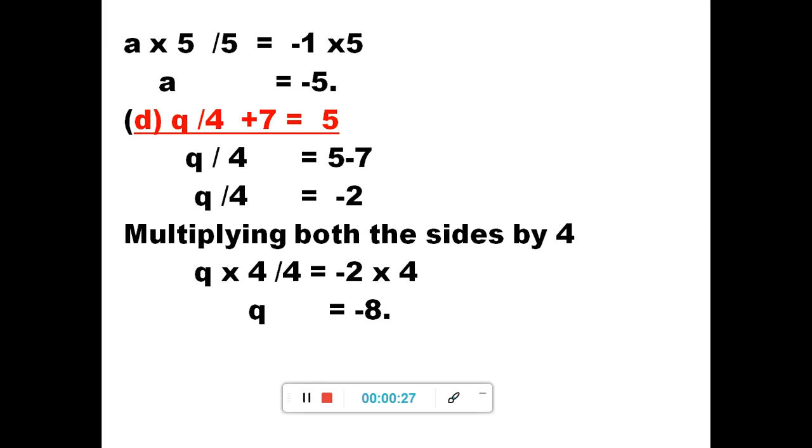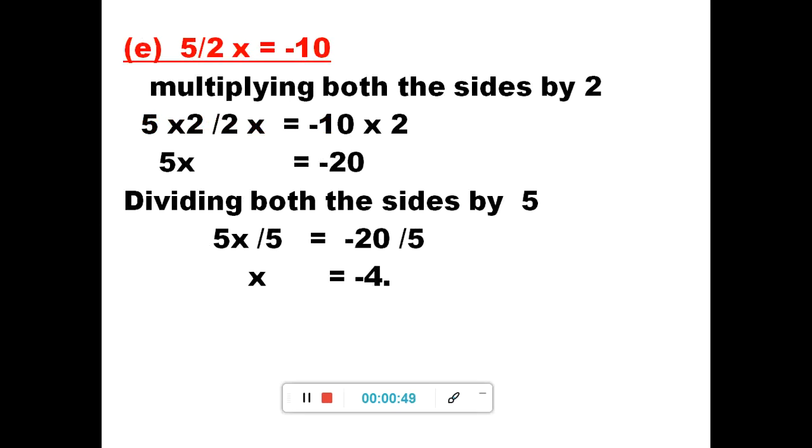D. q by 4 plus 7 equal to 5. q by 4 equal to 5 minus 7. Minus 7 plus 5 will become minus 2. So, q by 4 equal to minus 2. Multiplying both the sides by 4, q into 4 divided by 4 equal to minus 2 multiplied by 4. So, q equal to minus 8.